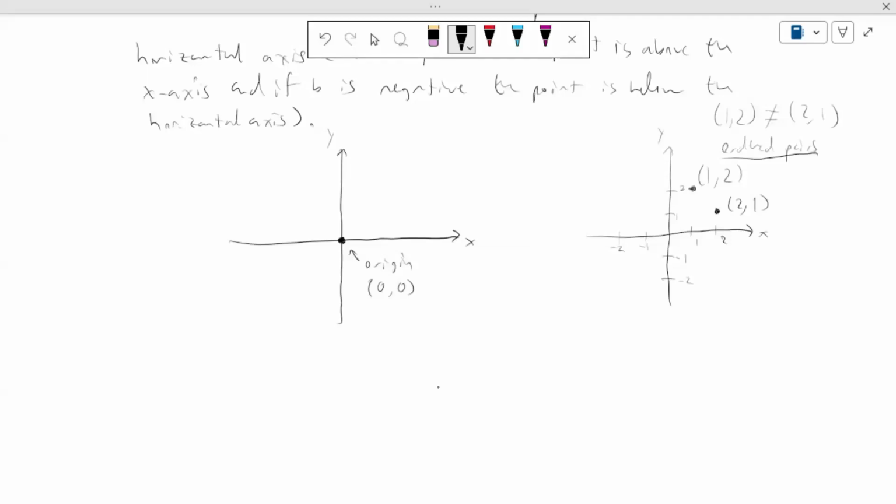All right, so any questions on that? Okay. And of course, we could plot negative numbers too. Here's a -1, -2. And then here is the point -1, 1, and so on and so forth.